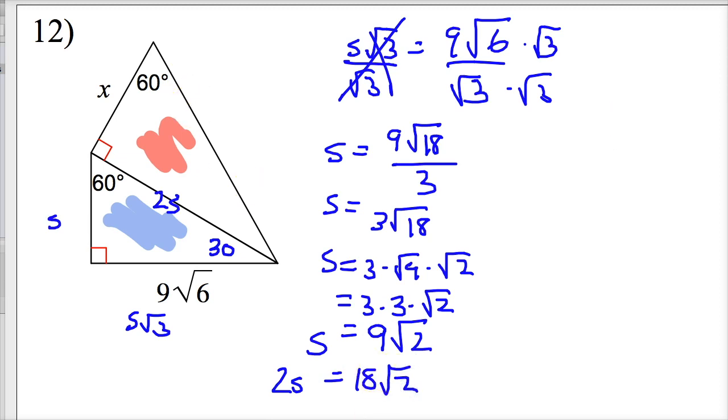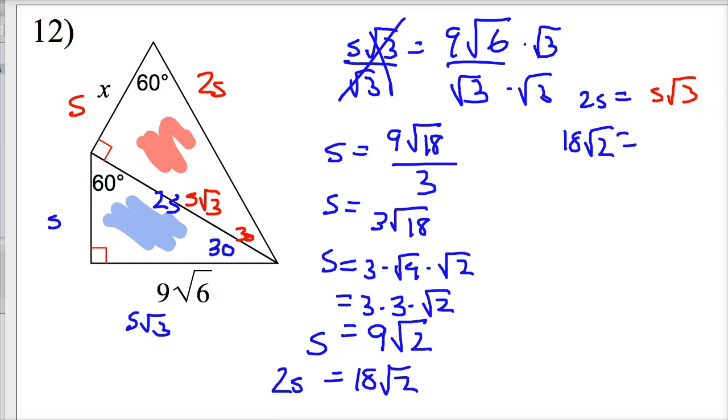Now for the other one, for the red one, this is the 60-degree side, so this is s square root of 3. This is the 30-degree side, so this is s, and this is 2s. Doesn't really matter that it's 2s, but I'm going to have it there anyway. So in this case, 2s and s square root of 3 are the same. So maybe 2s is equal to s square root of 3. And my 2s value is, of course, 18 square root 2. Just solving equations, really.